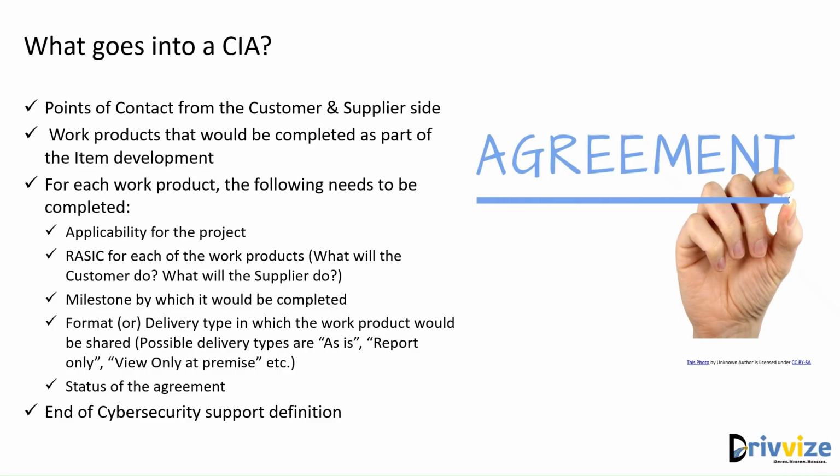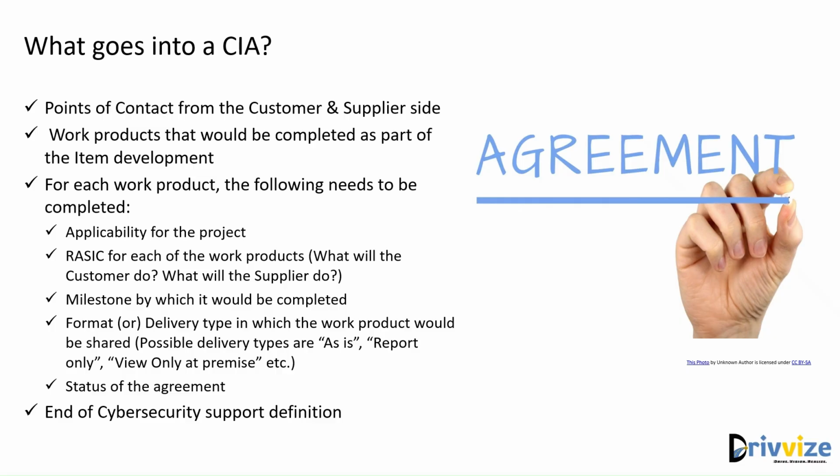So you might say that, hey, I'll be doing this by DV, or you might say that I'll be doing this by PV, which, DV by the way, is the design verification, and PV the product or the process validation. So you might decide on the milestones by which a particular work product would be completed. So that is going to be a critical decision as well.